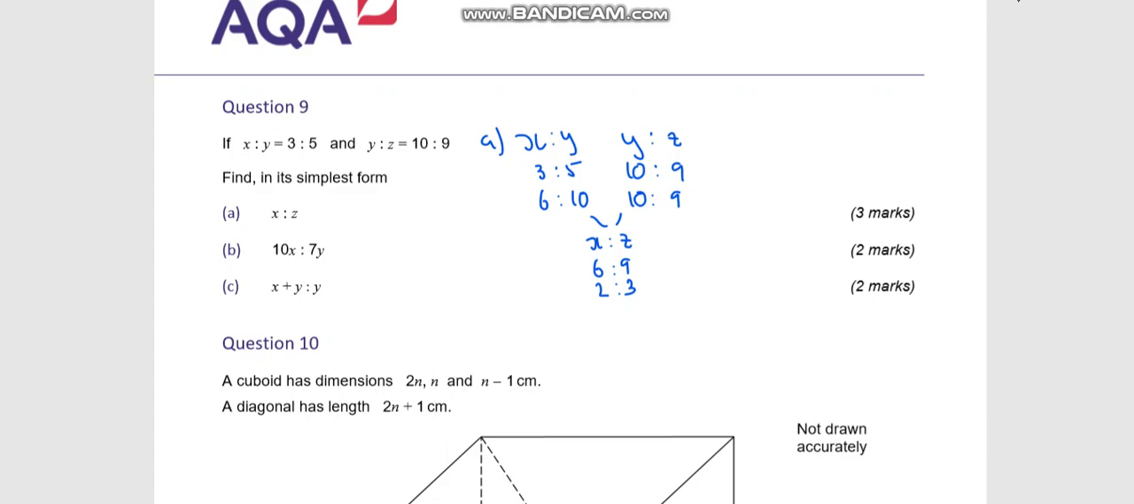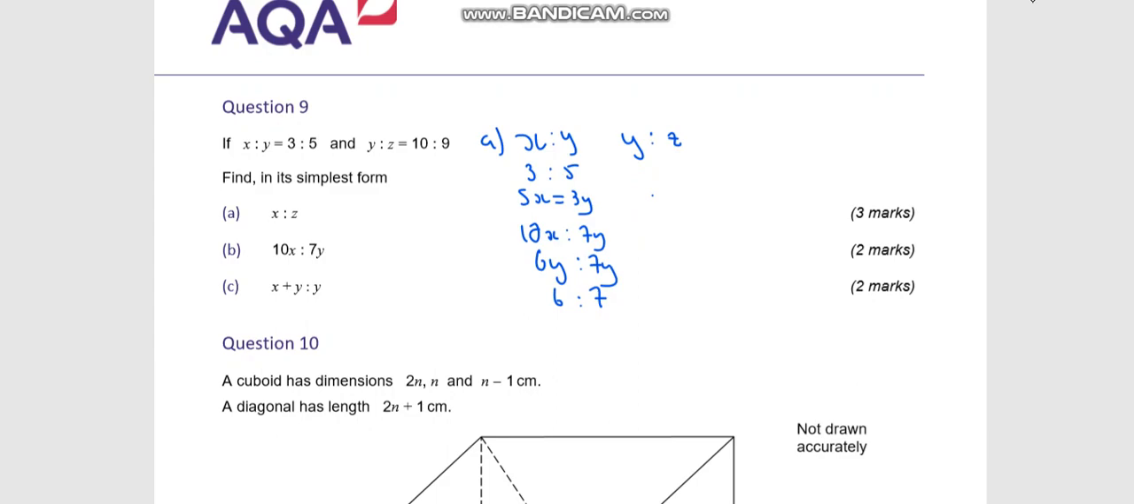Okay, for question 9a, it's a pretty standard GCSE question, to be honest, you should be happy with this. So x to y is 3 to 5, and y to z is 10 to 9, and you want x to z in the simplest form. As long as we make sure we've got the right amount of parts in both ratios, we should be fine. So 3 to 5 is the same as 6 to 10, just doubling that one up. Now we've got the match here, 10 parts of y in both, and therefore if 10 parts of y is worth 9 parts of z, and it's also worth 6 parts of x, we can bring those two ratios together and say x to z is 6 to 9, or 2 to 3.